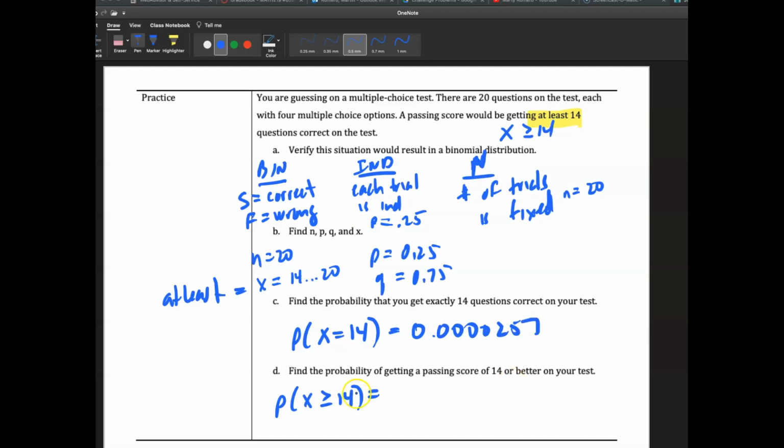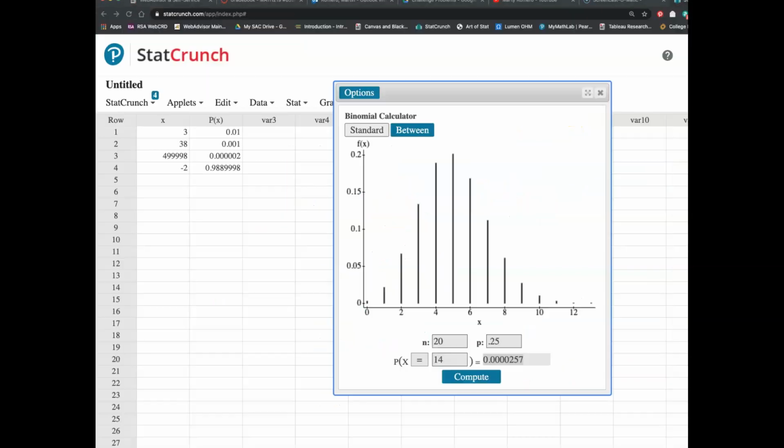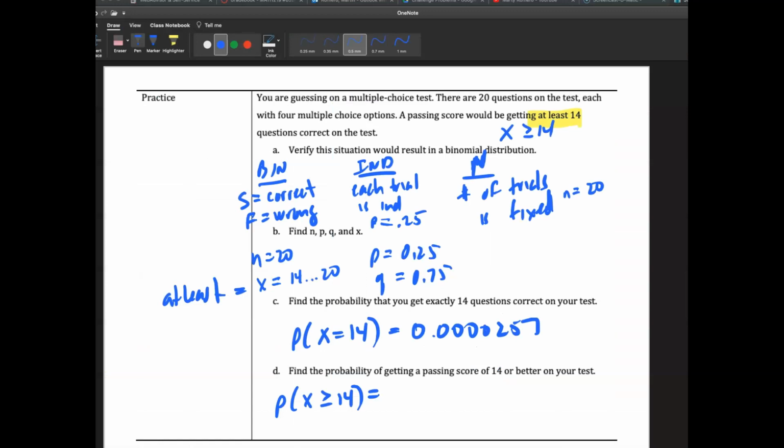How about guessing more than 14, 14 or more? Then you just turn this into a greater than or equal to 14, because that means passing, and it's still very small. Pretty much the same number, 0.0000295. It increases a little bit, but very little chance of guessing on a 20 question test, getting at least 14 right.